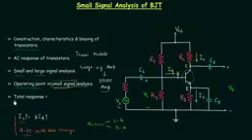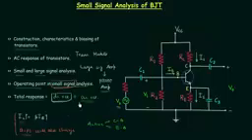The last thing is the total response. The total response is equal to DC response plus the AC response, and we can definitely analyze the DC response and the AC response separately. We have already completed the DC response part of the transistor, and now we will complete the AC response.